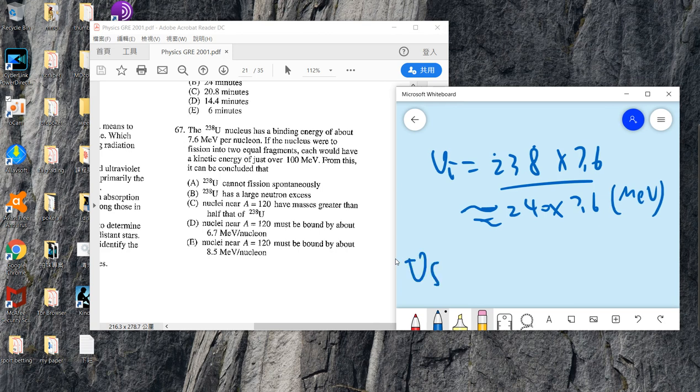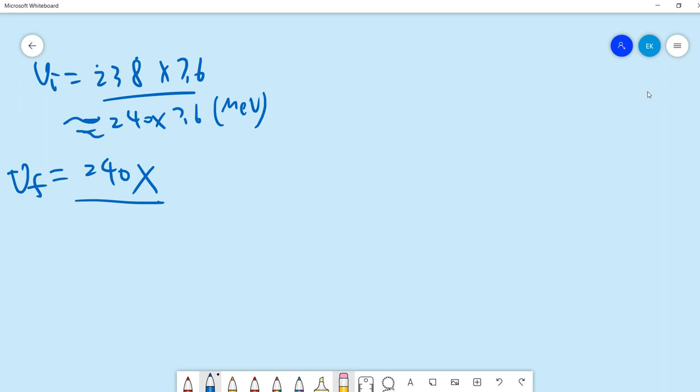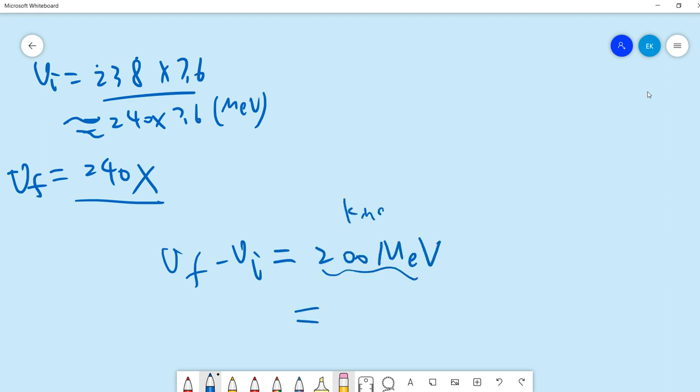Okay, and the final binding energy is UF. Basically, the final binding energy, actually we don't know, right? But at least we know that, suppose for the final binding energy, each neutron will have x MeV per neutron. So in total we will have this. Okay, so we know that UF minus UI is 200, because this is the kinetic energy.